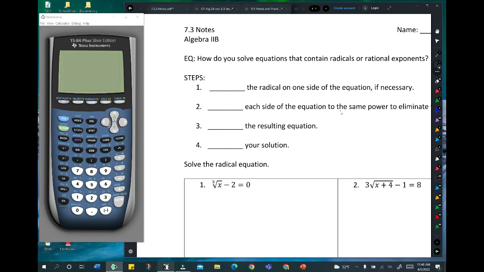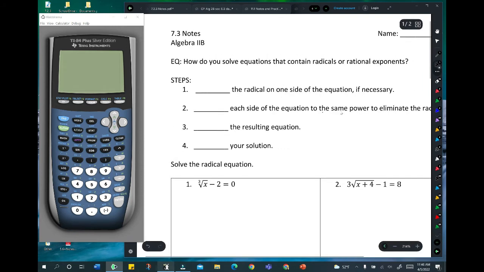And welcome everybody to lesson 7.3. Today's lesson, how do you solve equations that contain radicals or rational exponents? It'll be helpful to have your calculator with you, and of course these notes as we go through.